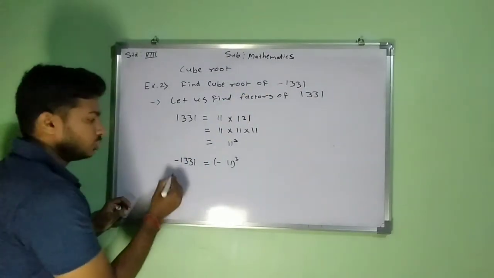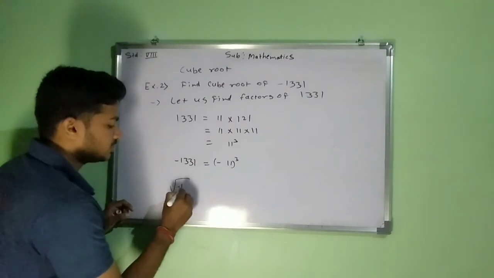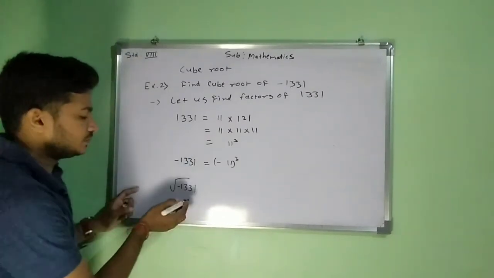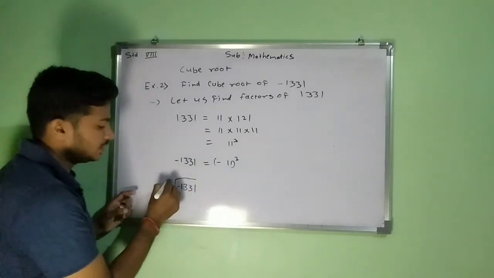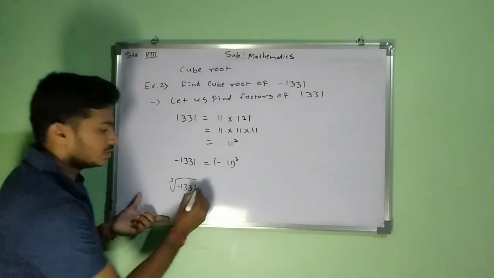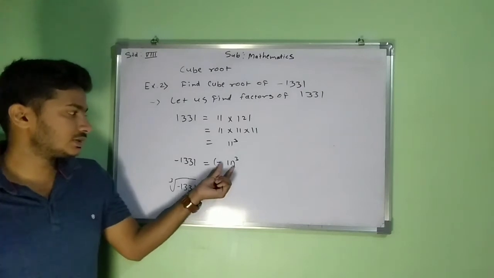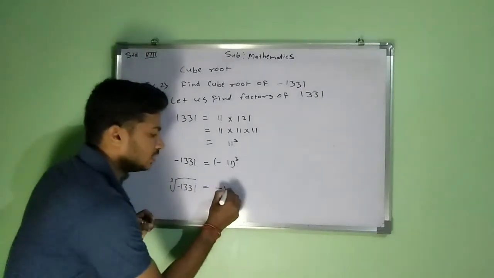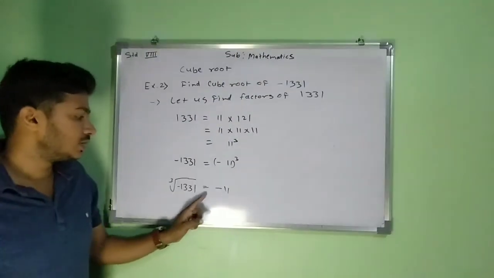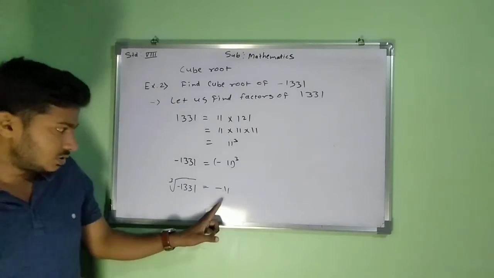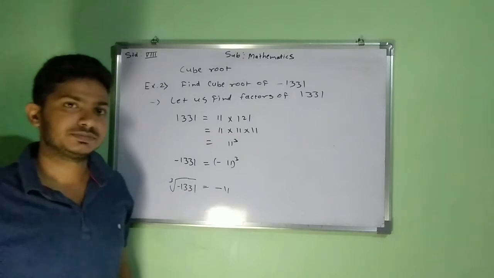So the cube root of that number, using the radical sign, will be written with the radical sign and the cube root of minus 1331. Now you know that after taking the cube root, minus 11 raised to 3 will be minus 11 only. So the cube root of minus 1331 will be equal to minus 11. This is how we have to find the values of negative numbers.